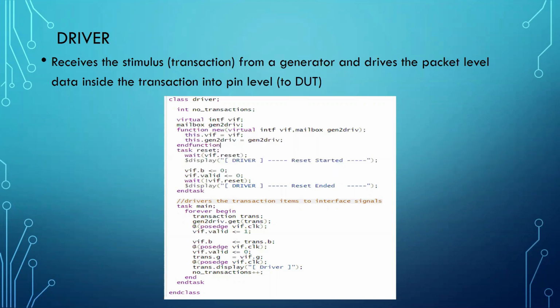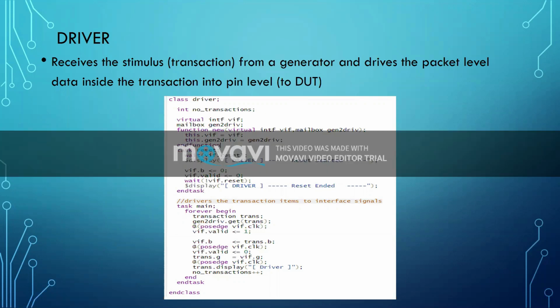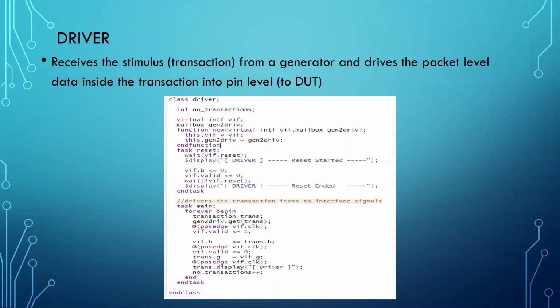It pulls the transaction and sends continuously to the interface. So the driver's functionality is limited to sending the necessary data into the DUT. There is a mailbox declared here, from generator to driver. A mailbox was already declared in the generator, and the same mailbox is declared here also. That is, the values generated by the generator are accessed by the driver from this mailbox.